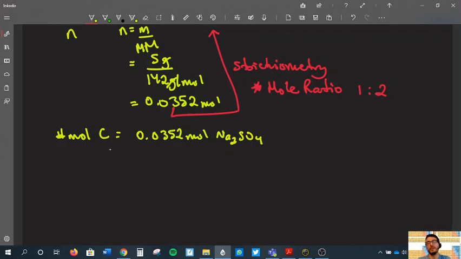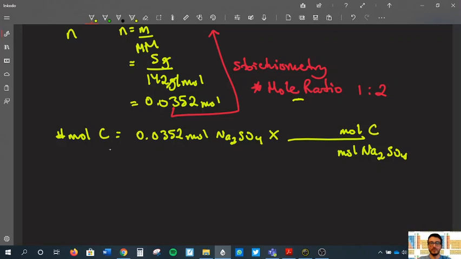Okay, now we're going to multiply that by a conversion factor. At this point we should hopefully know that that conversion factor is your mole ratio. But let the factor label method work it out for you. Write down the unit you want to get rid of, so that's right here, and the unit you want to keep is right here. So moles of sodium sulfate go at the bottom, that's what you want to get rid of, and moles of carbon are what you want to keep, and that goes at the top.